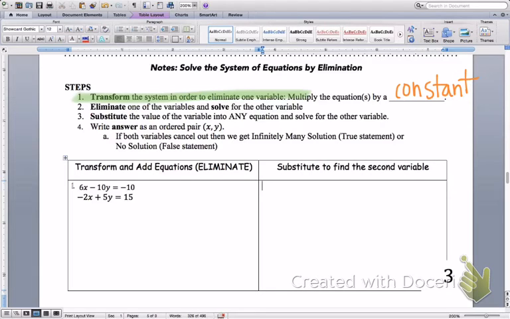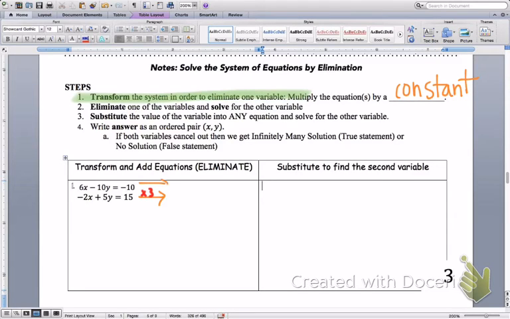So I'm going to look at the x's. And if I look at my 2x, that's negative, I know if I multiply that by a 3, it becomes a negative 6. Therefore, the 6x and the minus 6x, when I change it, will cancel out. So I'm going to be multiplying the bottom equation by 3. That's going to be my goal. I'm going to multiply everything at the bottom by 3.